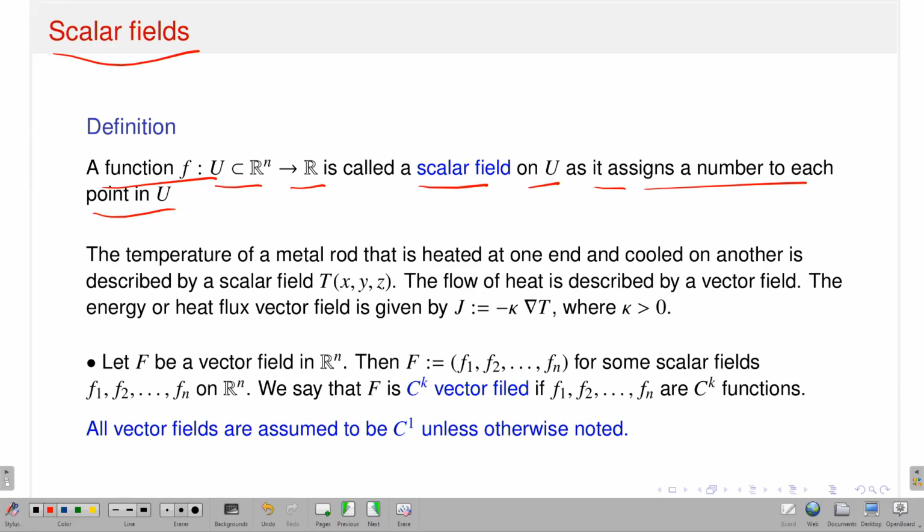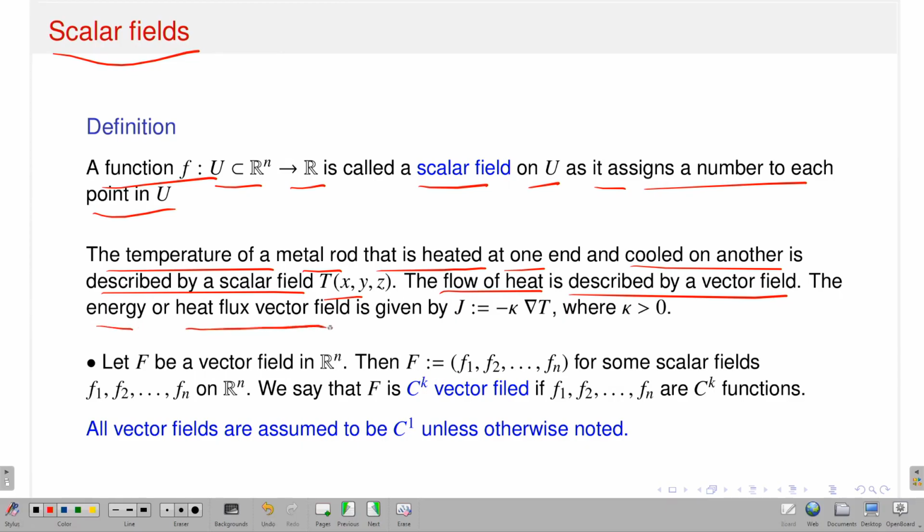Now, scalar field means what? Again, I have a function f from some domain D or U, a subset of Rn, to R. This time I am associating a scalar to each point in Rn, and that is called a scalar field. For example, the temperature of a metal rod that is heated at one end and cooled at the other is described by a scalar field capital T(x, y, z). The flow of heat is described by a vector field. The temperature is described by a scalar field, whereas the flow of heat is described by a vector field.